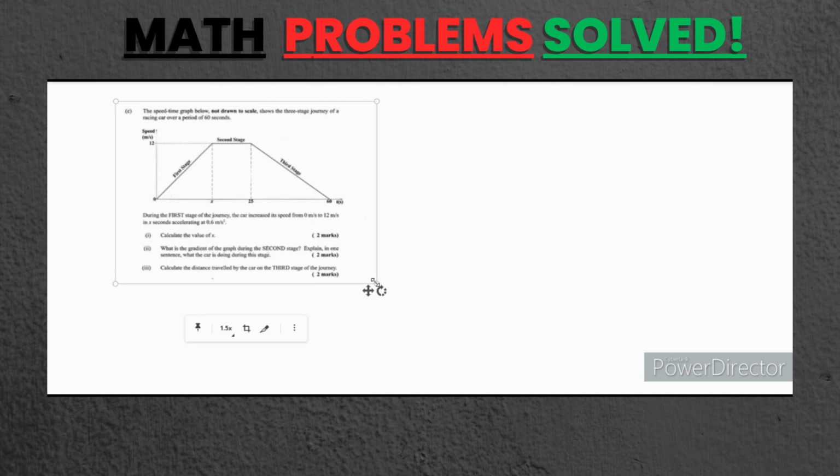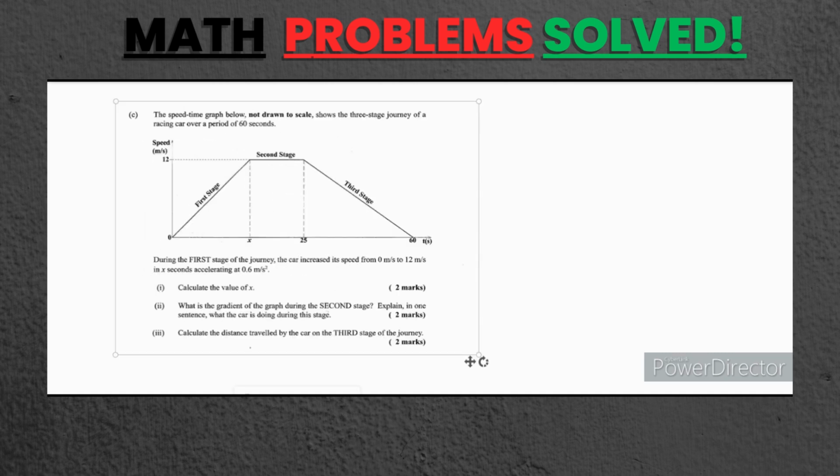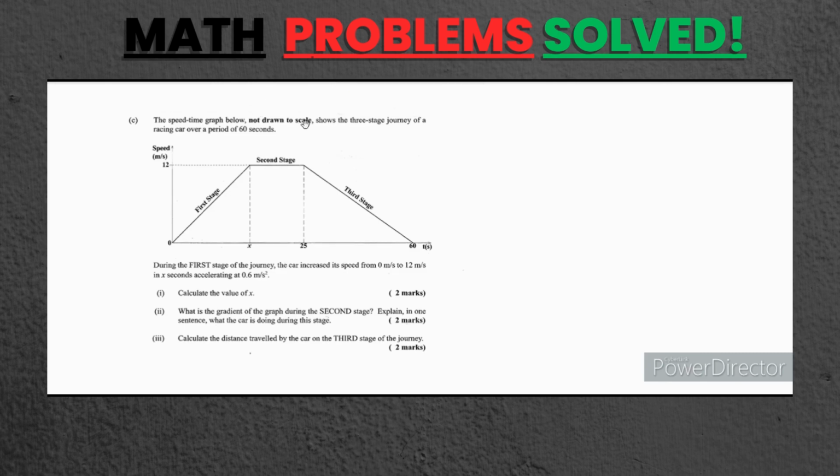Then there is another part of the same question. What it says: the speed-time graph below, not drawn to scale, shows the three-stage journey of a racing car over a period of 60 seconds. During the first stage of the journey, the car increased its speed from 0 to 12 meters per second in x seconds, accelerating at 0.6 meters per second squared. So first of all, we have to see the graph. Here the graph is divided into three stages.